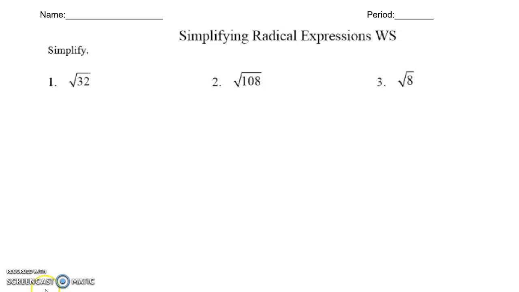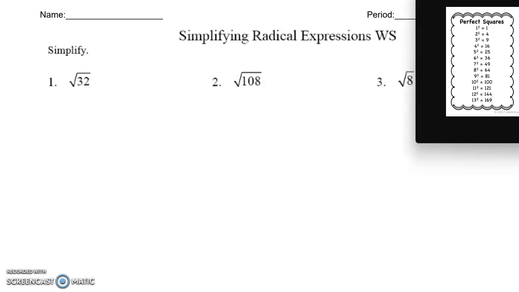Simplifying radical expressions, or just radicals with numbers in them, the first thing I want to do is see if it is a perfect square. So knowing your perfect squares can help a ton here. 1 squared is 1, 2 squared is 4, all the way down to 10 squared is 100, right? So recognizing the numbers 1, 4, 9, 16, 25, 36, 49, 64, 81, 100, 121, 144, and 169.